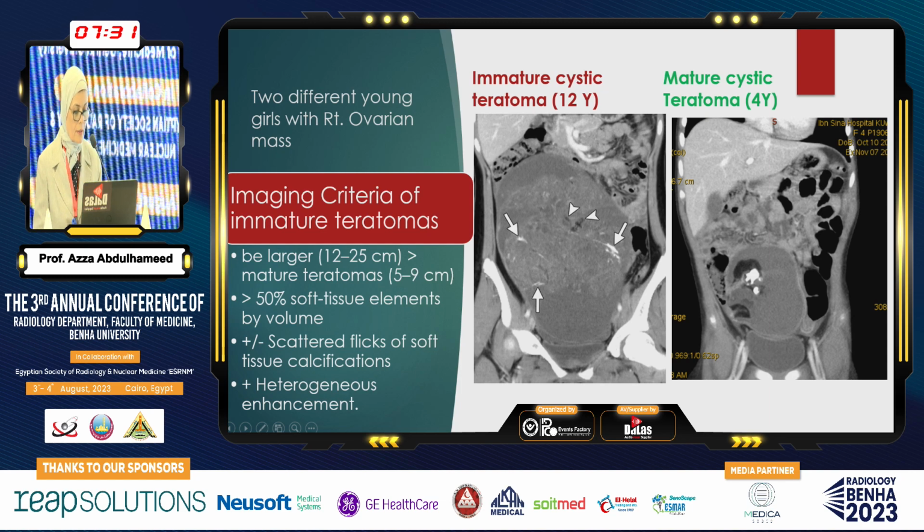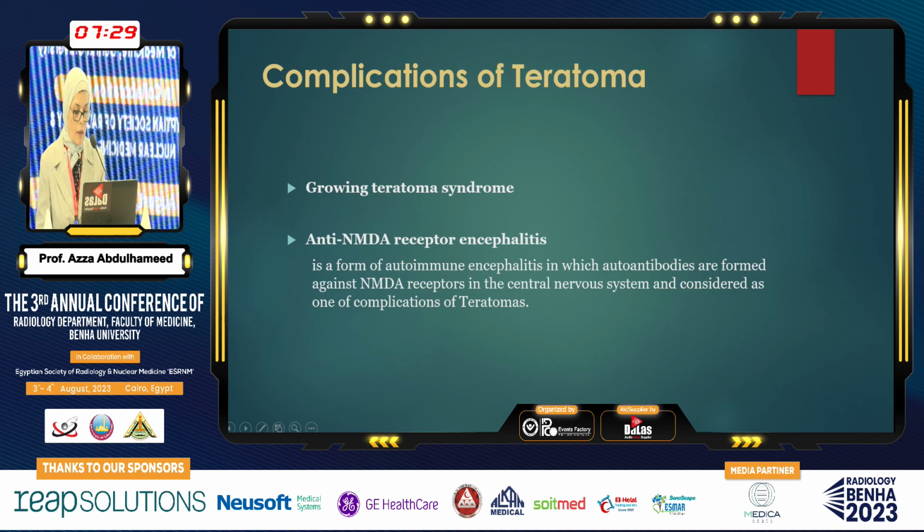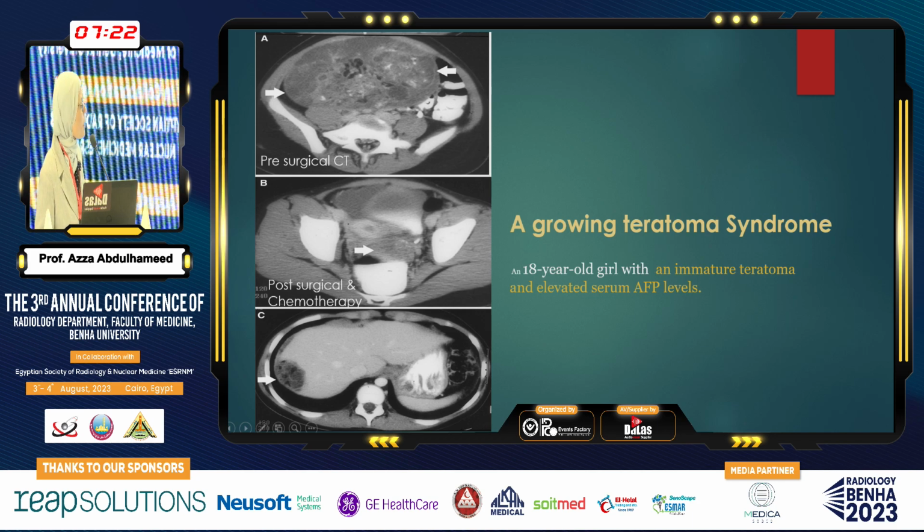A complication of teratoma is what's called growing teratoma syndrome. This is pre-surgery, the mass here. After surgery, the mass disappeared, but you can see here these fat-containing lesions in the pelvis and around the liver capsule.